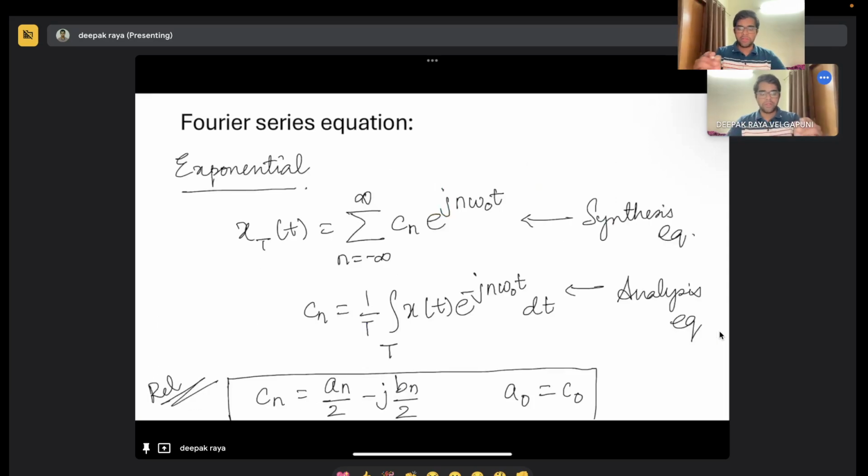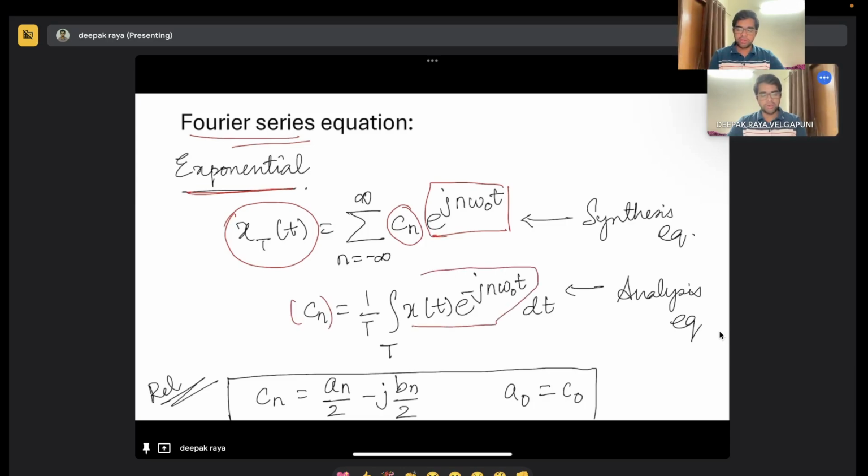Great. So this is called exponential Fourier series, where any periodic signal, similar to the previous one, can be represented as a sum of complex exponentials with the coefficient Cn, and e power j n omega naught t is the complex exponential here. And similar to the previous equation, Cn is the integral, which is the average of the signal after multiplying with the complex exponential, actually the negative of the complex exponential.